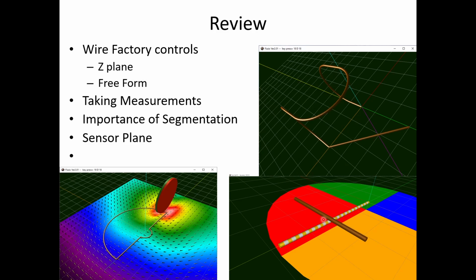Let's give a review of what we talked about. We talked about the wire factory controls, and we have two major forms: the Z-plane and the free form. We showed how to take measurements. We talked about the importance of segmentation. Again, in the future, we'll make that automatic, so the software will figure it out on its own. That is doable, but it's a big software update. We want to make sure we get all the software working right for the physics first, and then we can make updates to make it more user-friendly.